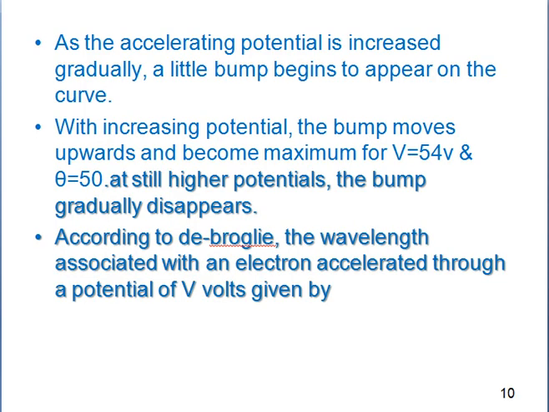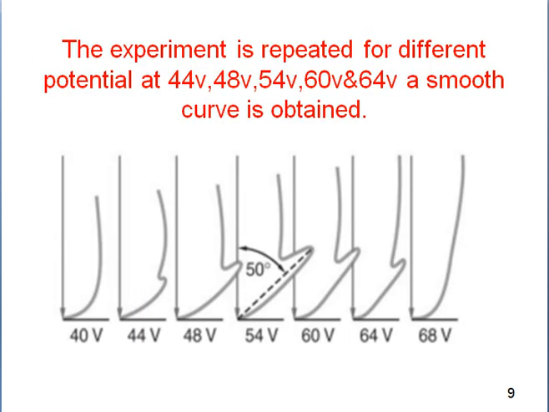As the accelerating potential is increased, for example from 40 to 64 volts, a little bump begins to appear on the curve. At 44 volts we get a little bump. At 48 and 54 volts we get a larger bump. Comparing, 54 is the most, while 60, 64 and 68 are less.